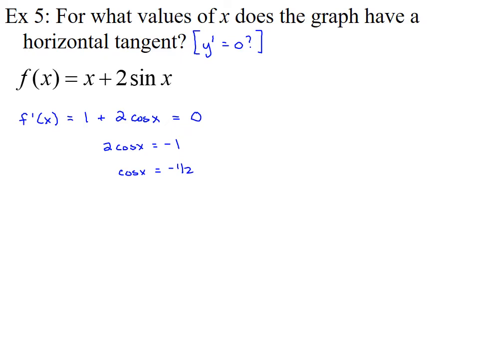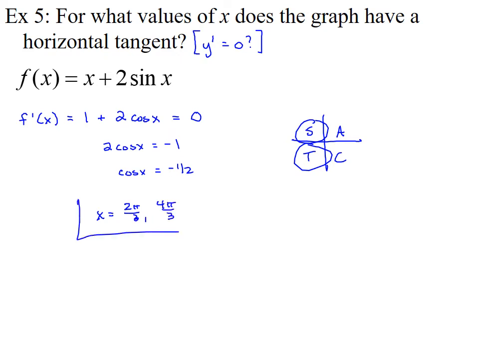And then you have to ask yourself, where is cosine -1/2? To give you a little bit of a boost, remember, where is cosine negative? Well, that's in quadrant 2 and quadrant 3, so there should be an answer in each. By doing some trig review, you should find the answers to be 2 pi over 3 and 4 pi over 3. Those are the x values of horizontal tangent.